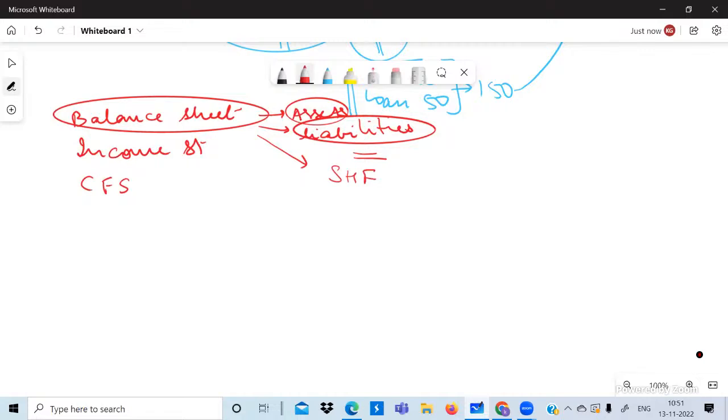So any doubt with the basic idea of what's an asset, what's a liability, what's a shareholders fund before we look at each of them in detail?